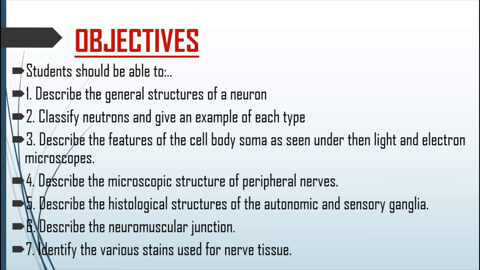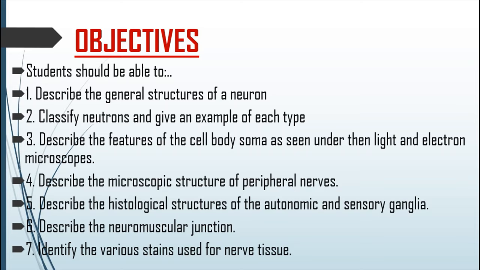Number one, to describe the general structures of a neuron, to classify neurons and give an example of each type, to describe the features of the cell body soma as seen under the light compound microscope and the electron microscopes, to describe the microscopic structure of peripheral nerves, to describe the histological structures of the autonomic and sensory nervous system, to describe the neuromuscular junction, and to identify the various stains that are used for nerve tissue.